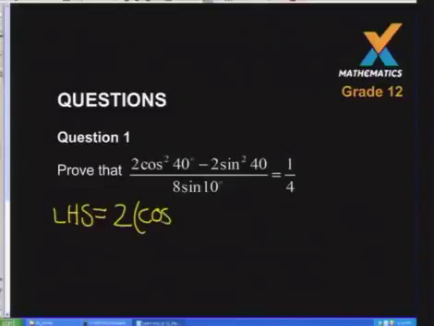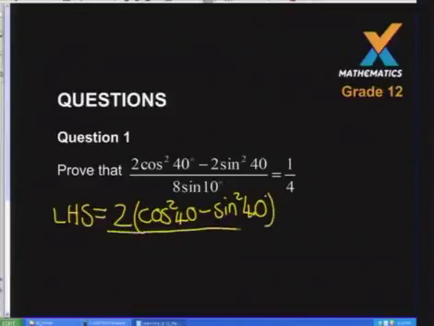That's a trick that's often forgotten by not just our mindsetters, but just everybody forgets to factorize. Right. So I've taken 2 out as a common factor. I'm still putting it over 8 sine 10.